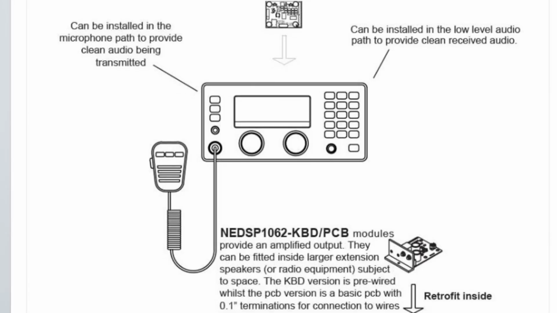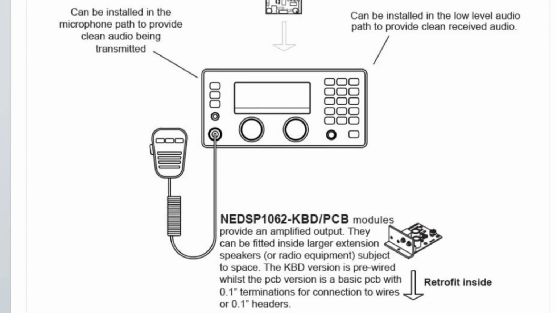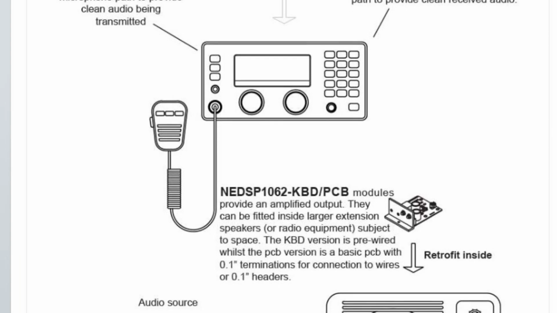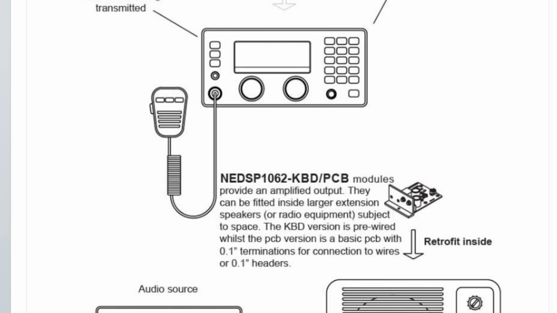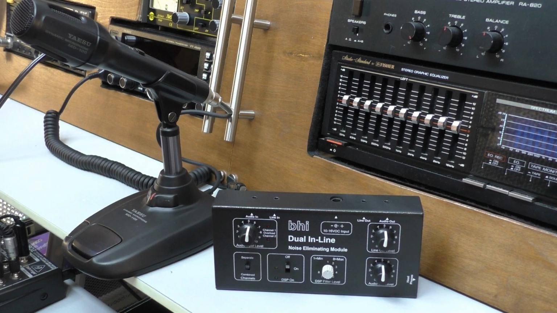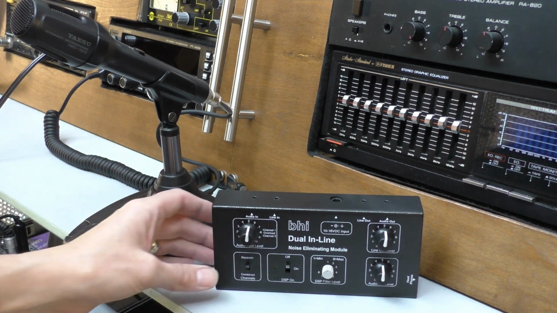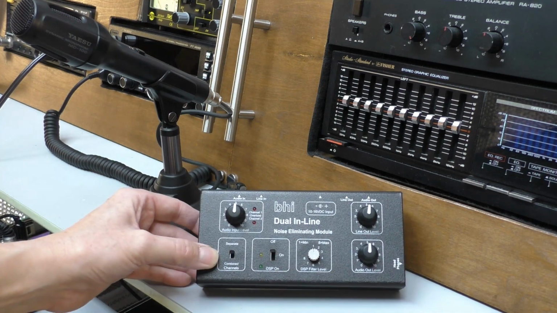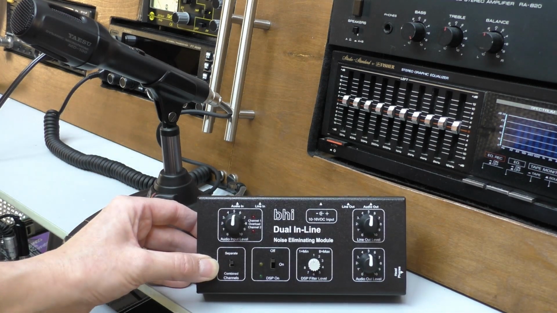And finally, if you are able to do it, they do actual little tiny circuit board modules that you can fit inside your own existing radios. This is more HF gear really. But also extension speakers. If you've got a really nice Yaesu or Kenwood extension speaker, you can then put that module inside. It's a bit beyond what I could probably do, so I've gone for the dual inline module. Okay, I'm just going to quickly run through this and take you through some of its capabilities.